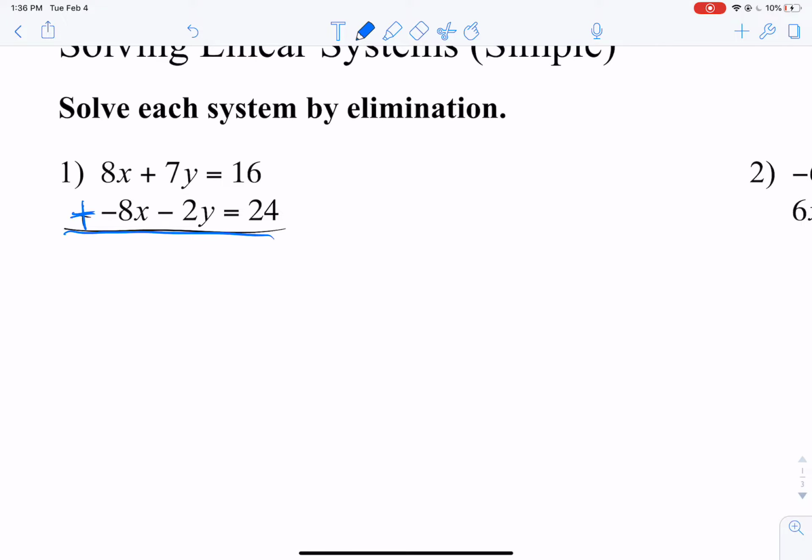So we're going to add going downwards, and a positive and a negative 8 added together cancel each other out. Now 7 and adding a negative 2, that's equal to 5y. 16 plus positive 24, that's equal to 40. And dividing by 5, the value of y ends up equaling 8.